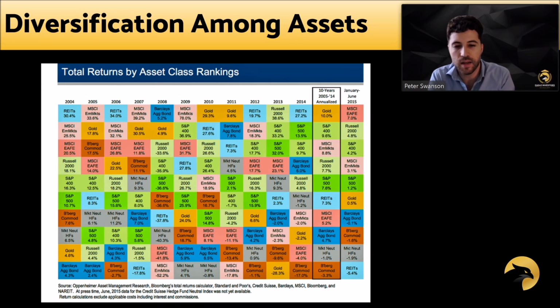Diversification among assets. This is a picture here of different asset classes and their returns over different years. This is very interesting to look at, and you can see that there are years that assets that you might say typically perform very well don't perform very well. You look at 2008, the S&P was down 36%, and gold was only like 4.9, while in 2010 gold was nearly 30% up, while the S&P was even behind that.